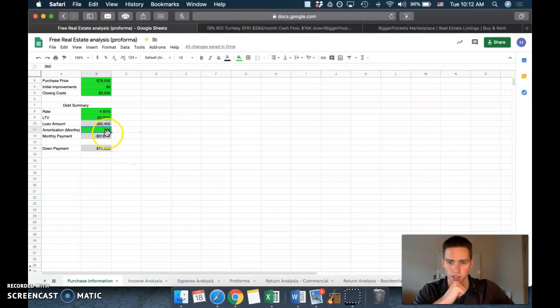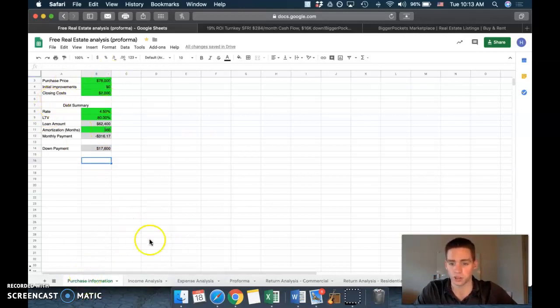And what this does is it computes our monthly mortgage payment for us, and it tells us how much our loan is going to be and what our down payment is. So the down payment is 20% of $78,000 plus our closing costs. So in order to buy this rental, you need either your own money or an investor's money. You need $17,600. Okay, so that's the general purchase information.